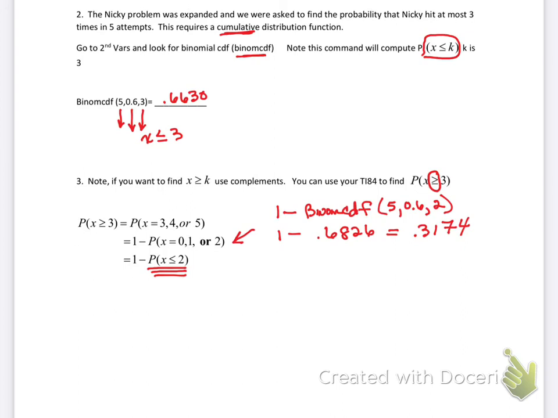So this Binomial CDF and Binomial PDF is a very nice key on the calculator. It will save you a lot of time, and it is all about binomial random variables. That's when we want to use it, when we have a binomial random variable. And this concludes this video.